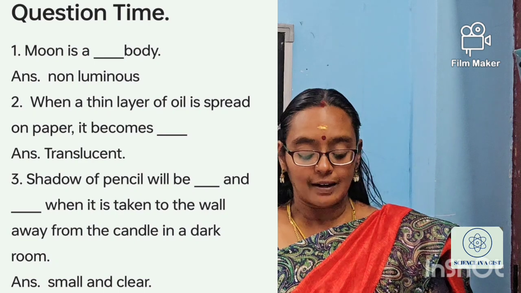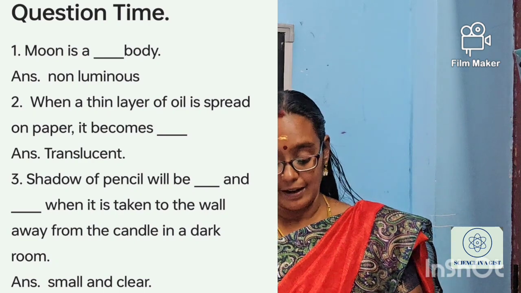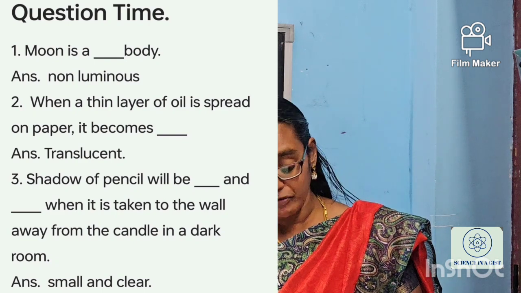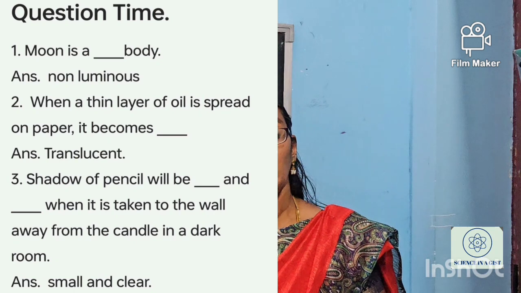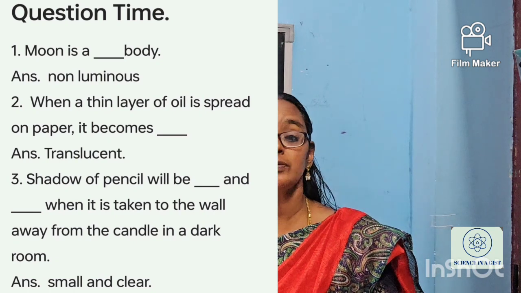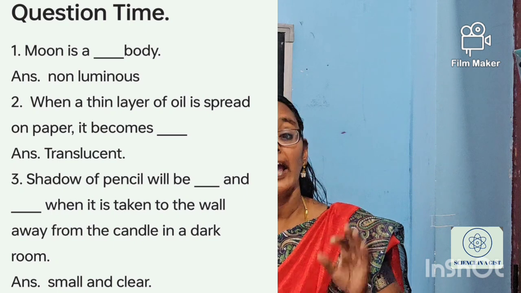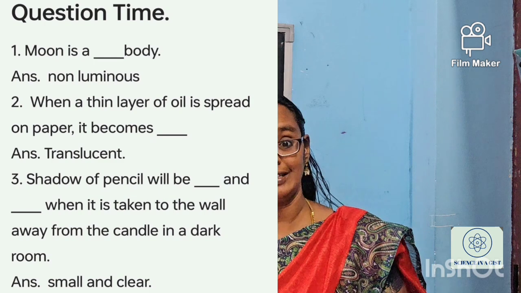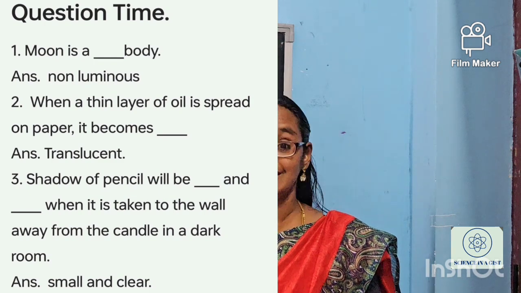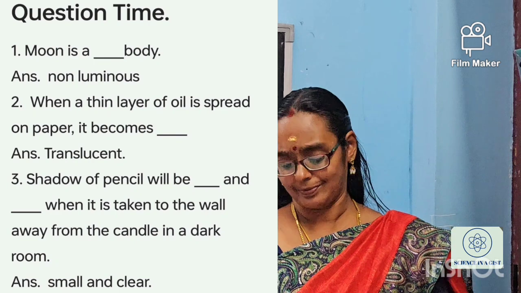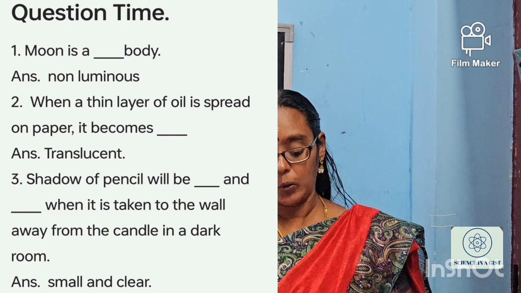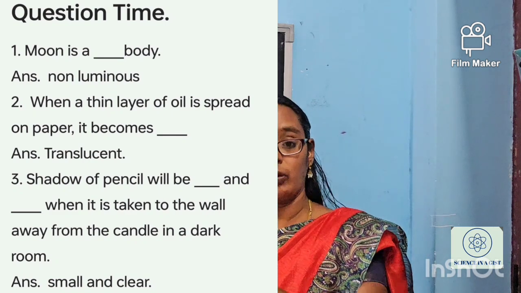Third one is, shadow of the pencil will be dash and dash when the pencil is taken to the wall and away from the candle in a dark room. When an obstacle is moving away from the light source, the shadow will be much more clear and small, right? So the answer is clear and small. The shadow of the pencil will be small and clear when it is taken to the wall away from the light source.